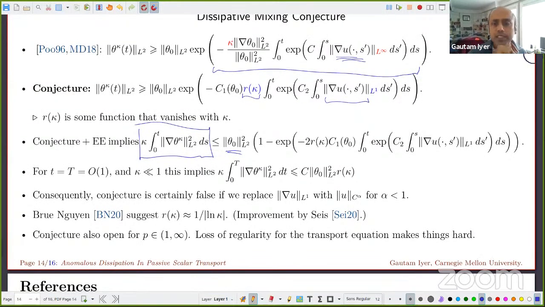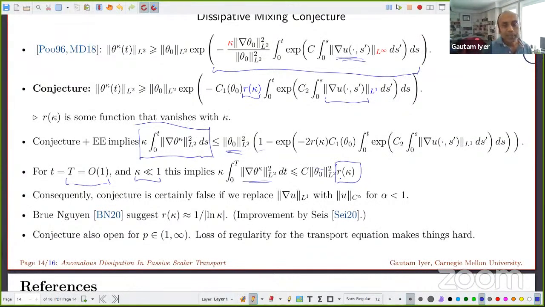Let's digest this for a second. Let me not worry about time going to infinity. Let's fix time to be order 1, and let's fix kappa to be really, really small. Then I can just unravel whatever I have in this exponential and say that kappa times the integral in time of the norm of gradient theta in L2 squared is bounded above by this exponential, which for small kappa just becomes r of kappa.